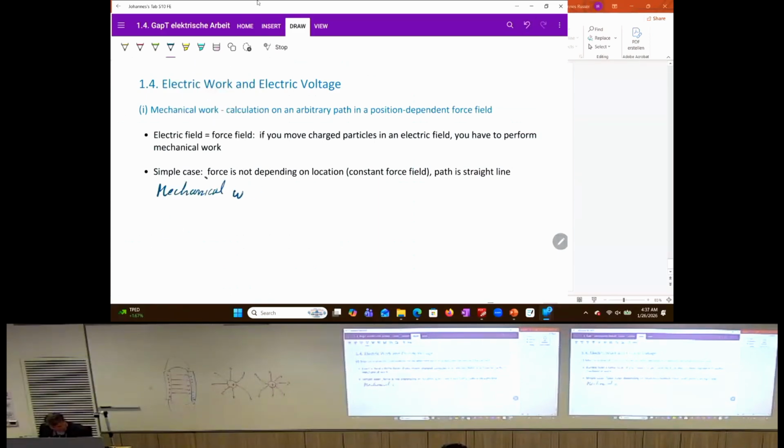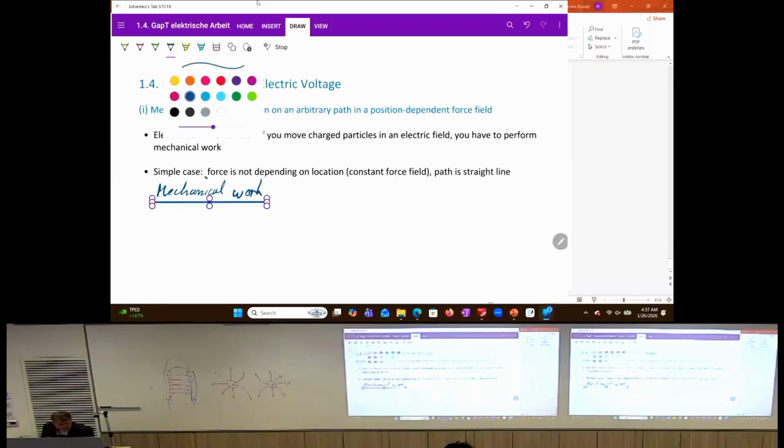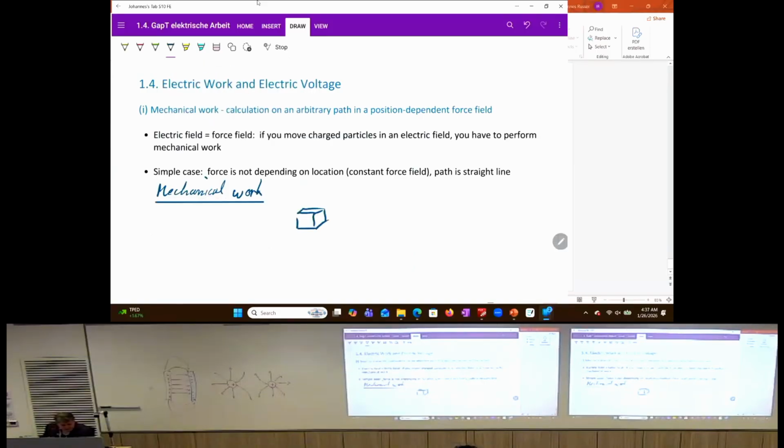You have to bring in some mechanical work. And the simplest case is basically think of having here, so this is a general body or some charge, and you want to move it along this path here. You want to move it by delta R here.